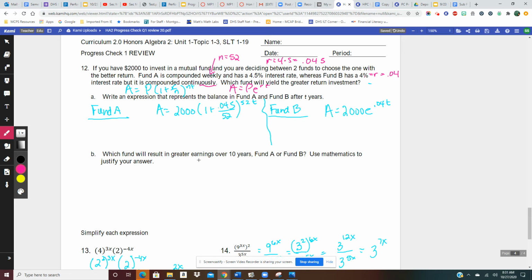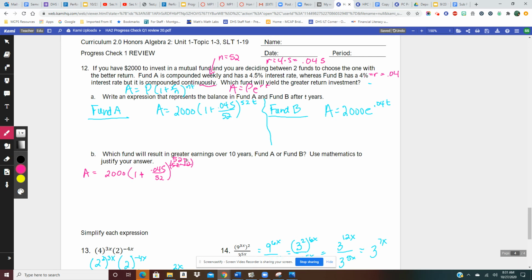All right, so which fund will result in greater interest, greater earnings over 10 years, Fund A or Fund B? So let's do Fund A, and I'm going to just put the numbers in. And 10 years: 2,000, parentheses 1 plus 0.045 over 52. And then to the 52 times 10. And either keep that in parentheses in your calculator, or you can actually get the answer. That's just 520.